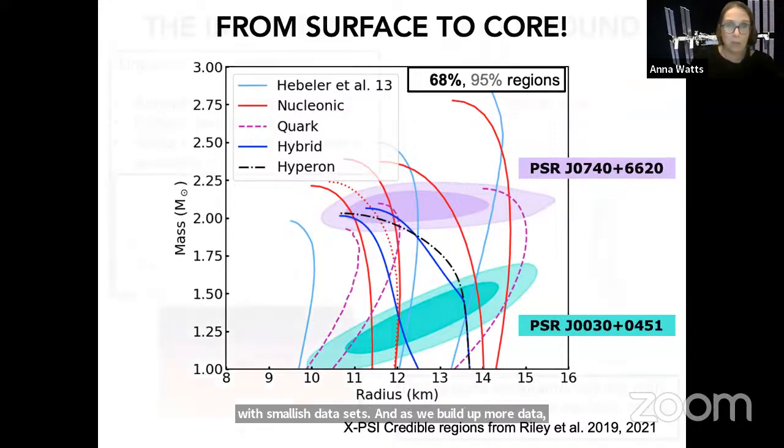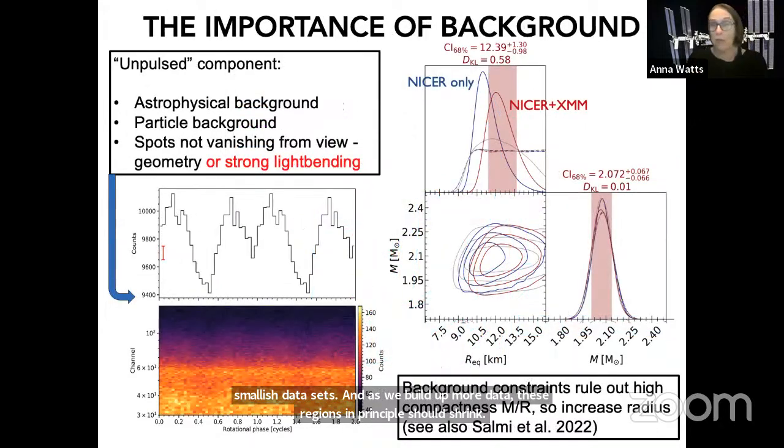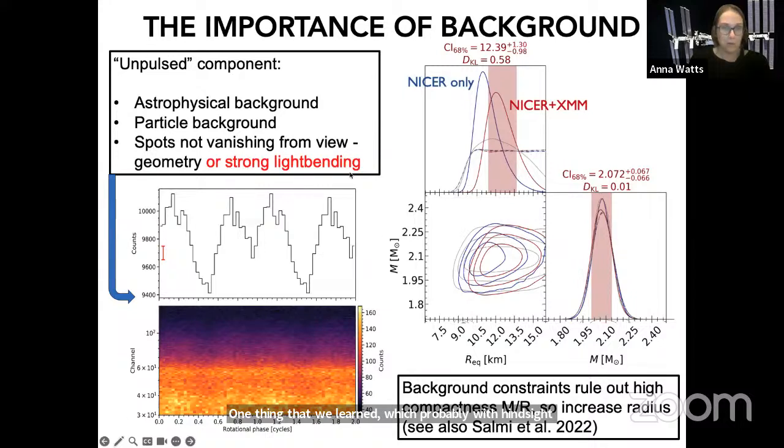Now, what did we learn along the way of doing this? One thing that we learned, which probably with hindsight we should have known already, was the importance of background. When you see a pulse profile like this, it is not sitting on 0 counts here. It is sitting on a finite number of counts. So there is a component in the emission spectrum that is not varying as the star rotates.